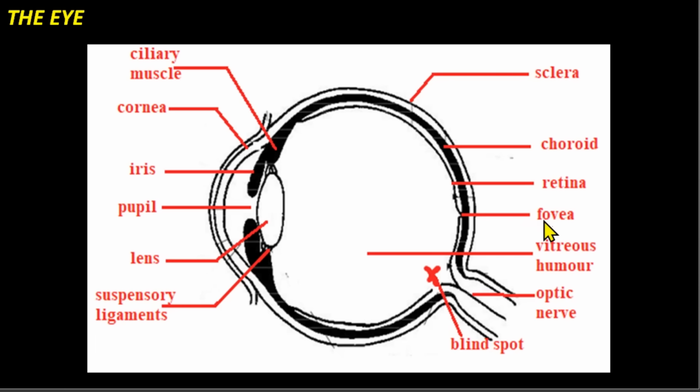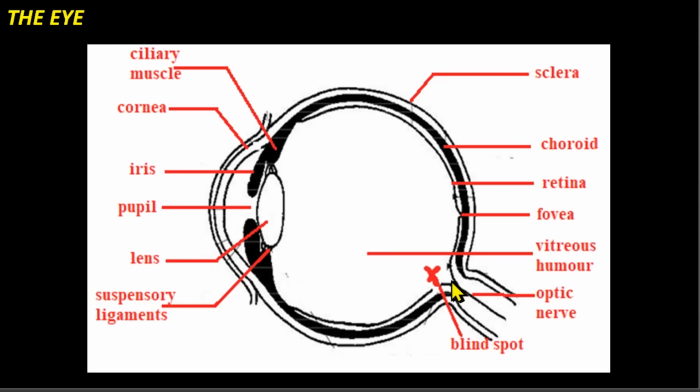The fovea is the highest concentration of those receptor cells. So when the image is formed on the retina, this is at the back of the eye, the image is actually inverted. And now it must be sent to the brain to be analyzed and processed. How that image is sent to the brain is that it is converted into electrical signals and sent via the optic nerve. The optic nerve is going to connect to the cerebrum, and the brain is going to reinvert or reorient the image so that we see it right side up.